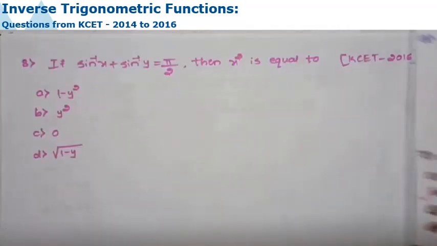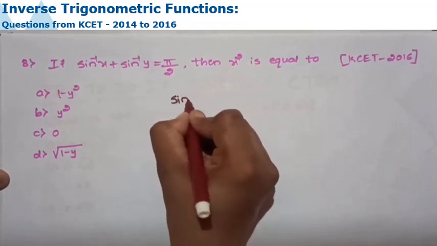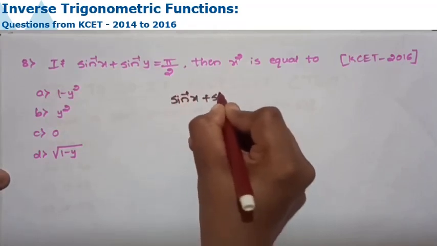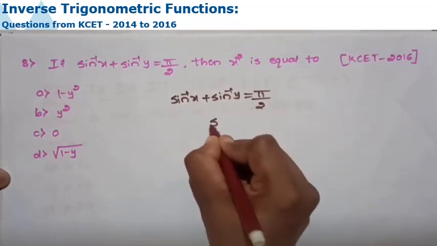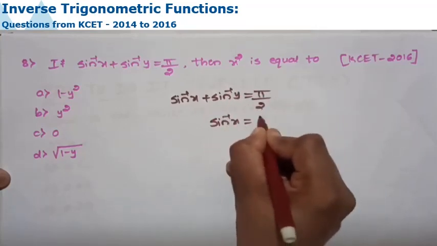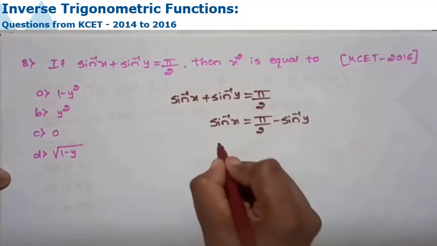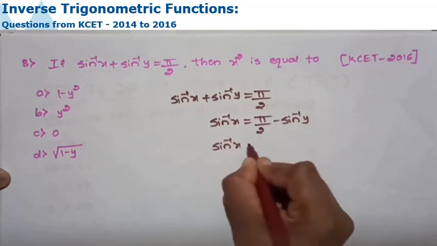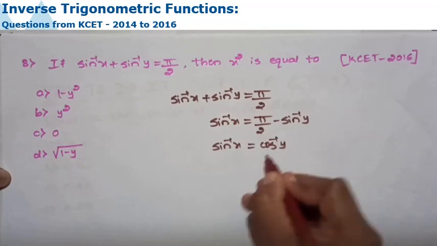Okay, so now we'll go to the 8th question. The 8th question is, if sin inverse x plus sin inverse y is equal to pi by 2, then x square is equal to. Okay, so they have given the expression sin inverse x plus sin inverse y, which is equal to pi by 2. Therefore we can write sin inverse x is equal to pi by 2 minus sin inverse y. We know the property sin inverse x plus cos inverse x is pi by 2. Therefore pi by 2 minus sin inverse y can be written as cos inverse y.